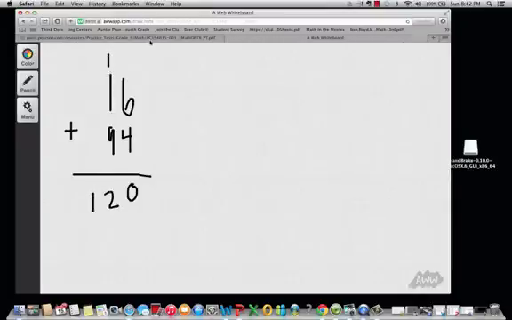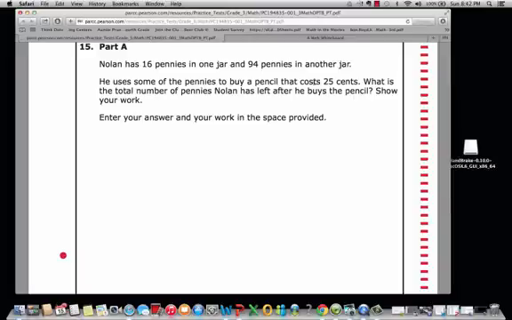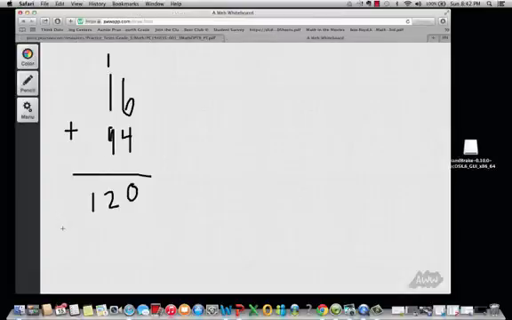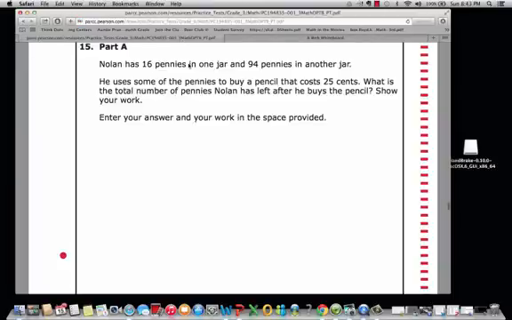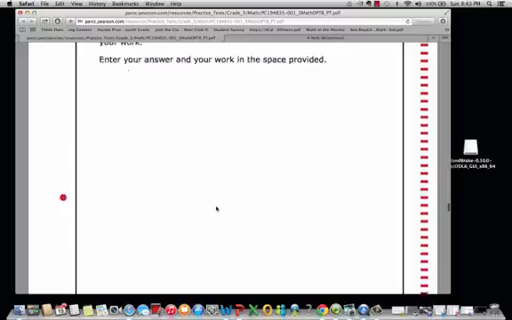120. Minus the pencil that costs 25 cents. And again, some of you did this part in your head too, and you forgot that you borrowed. And I guess you didn't borrow twice. 11 minus 2 is 9, 5. That's 95, and you know the cents. He had 95 pennies left, or 95 cents left after he bought the pencil.